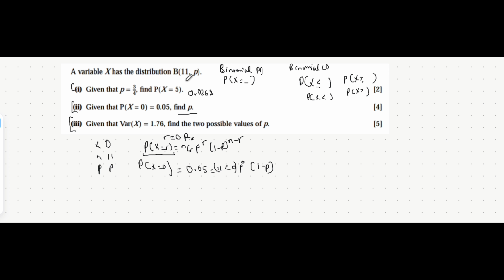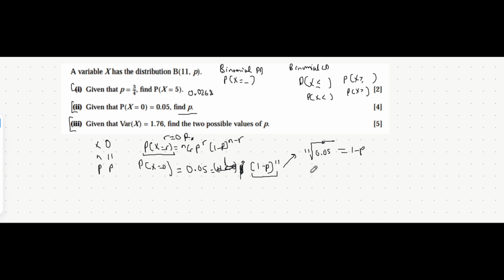Now, n is a sample size of 11. Take away 0 is 11. Now, anything to the power of 0 is just 1. 11 choose 0 is also 1. So we have 0.05 is equal to 1 minus p all to the power of 11. You then have to do the 11th root of both sides. So the 11th root of 0.05 would be equal to, well, doing the 11th root of this function here will just leave you with 1 minus p.